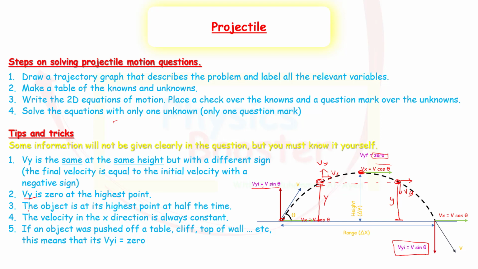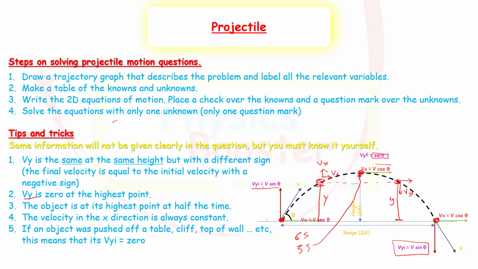Now, third point, and this one is very important, the object is at its highest point at half the time. So for example, let's say that it took 6 seconds from this point here to the end of the motion right here. Okay, for example, it took me 6 seconds. Now, I can assure you that at 3 seconds, it will be right here. Okay, so it will be at the highest point at half the time. Again, the whole trip took 6 seconds, I can assure you that at 3 seconds, it would be at its highest point. So actually, it's kind of symmetric.